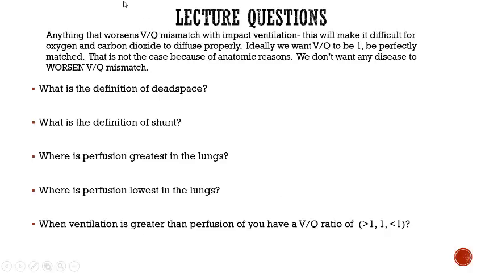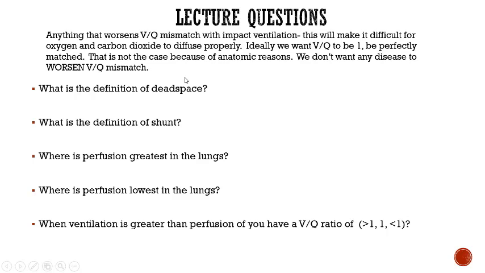So these are your lecture questions. I have up here at the top just anything that worsens VQ mismatch will impact ventilation. This is going to make it more difficult for oxygen and carbon dioxide to diffuse properly. Ideally, we want the VQ to be 1, right? That means that ventilation will equal perfusion. That's not the case because of anatomic reasons that we talked about, but we don't want any disease process to worsen VQ mismatch, all right?